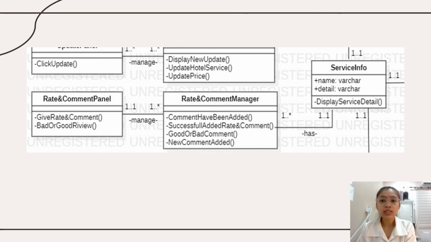The controller is read and comment manager with operations comment have been added successfully, added read and comment, good or bad comment, and new comment added. The entity for read and comment on the system is service info, and the attributes are name and detail, with operation display service detail. That's all from me.